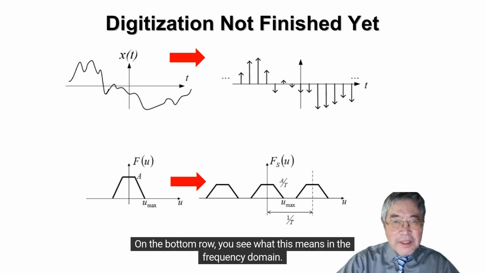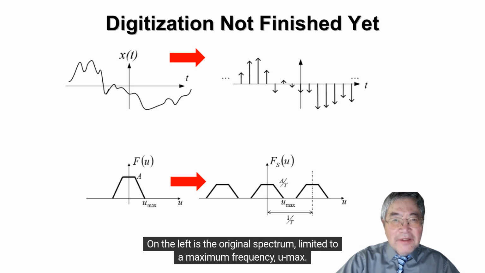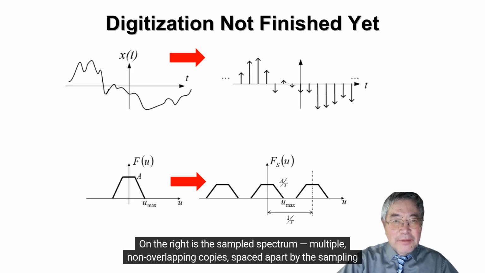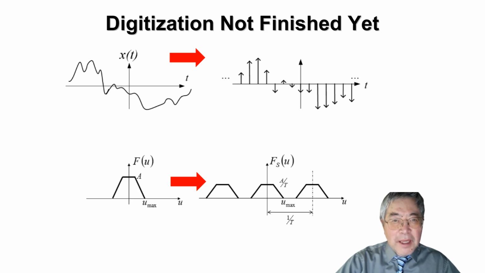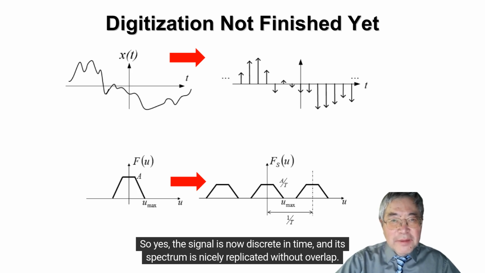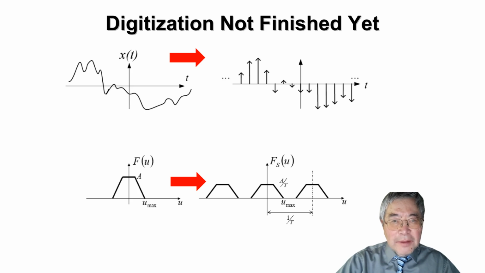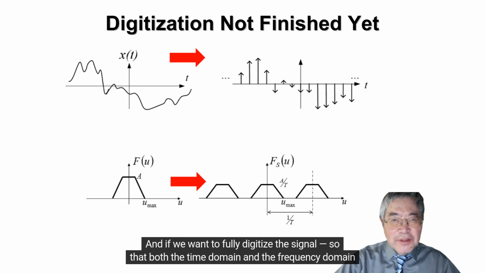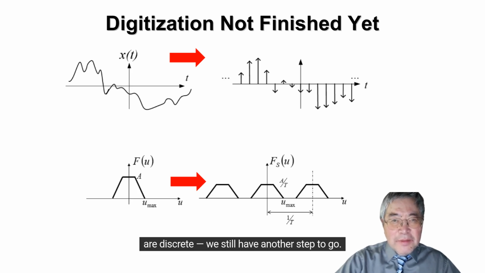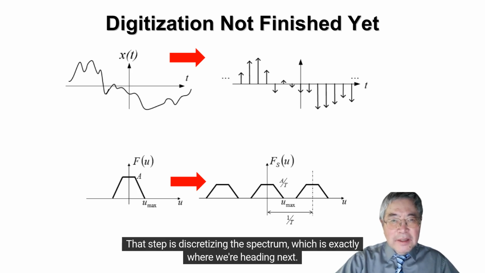We now have a series of discrete values at regular time intervals. On the bottom row, you see what this means in the frequency domain. On the left is the original spectrum limited to a maximum frequency, Umax. On the right is the sampled spectrum, multiple non-overlapping copies spaced apart by the sampling frequency, which is 1 over capital T. So yes, the signal is now discrete in time and its spectrum is nicely replicated without overlap. But our job isn't finished yet. The spectrum is still continuous in frequency. And if we want to fully digitize the signal so that both the time domain and the frequency domain are discrete, we still have another step to go. That step is discretizing the spectrum, which is exactly where we're heading next.